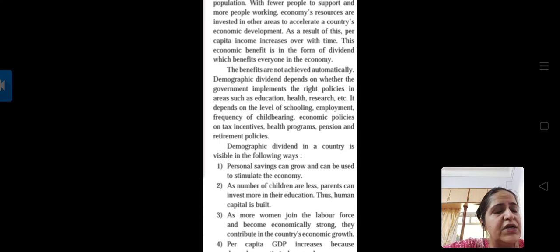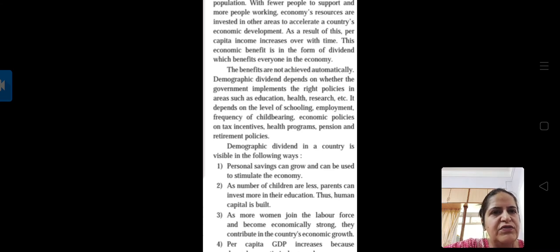The benefits are not achieved automatically. Now these benefits just don't come automatically. What plays an important role? Demographic dividend depends on whether the government implements the right policies in areas such as education, health, research. As I said earlier, the government has to take action, frame these policies, and put them into action at the right time, in the right place, and the right area. So education, health and research departments play a very important role.